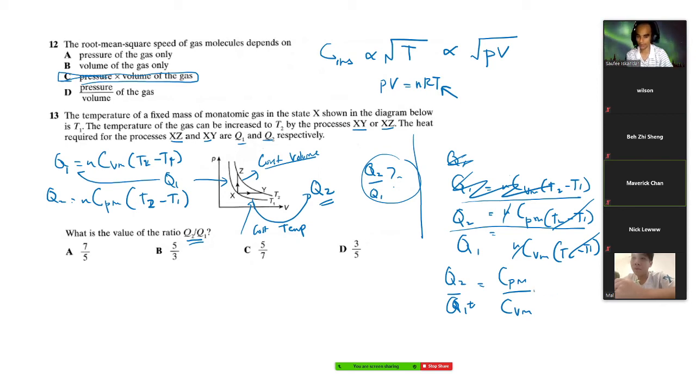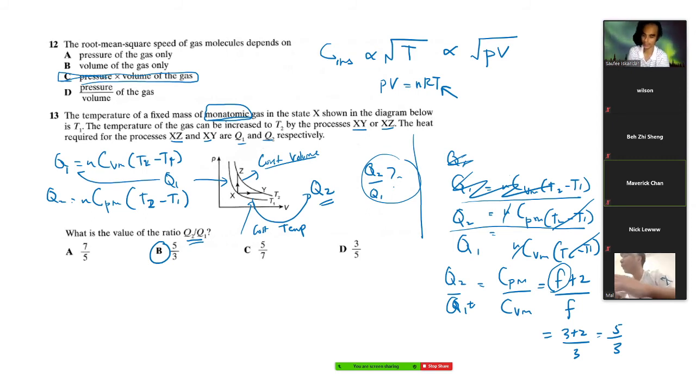Cpm over Cvm equals (f plus 2) divided by f. Now, what is the f over here? What will be the value of f? It is 3, the degree of freedom. So 3 plus 2 divided by 3, you have 5 over 3. So the answer is B, because it's a monoatomic gas.